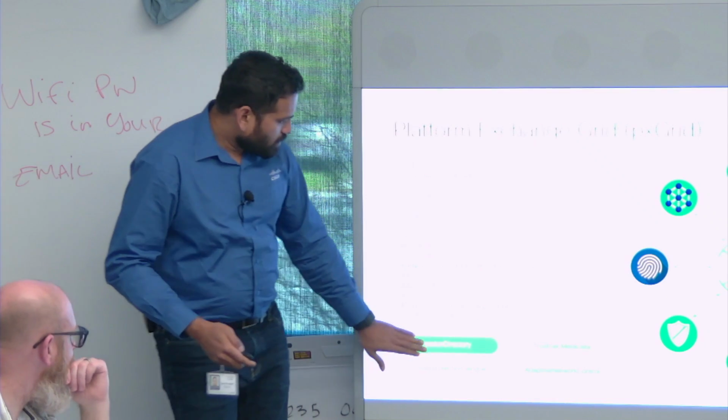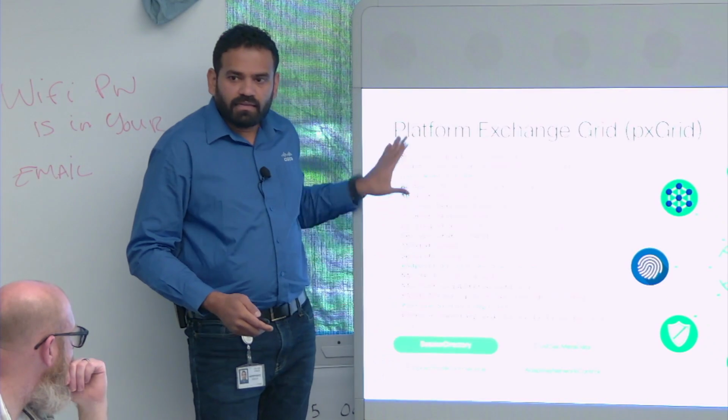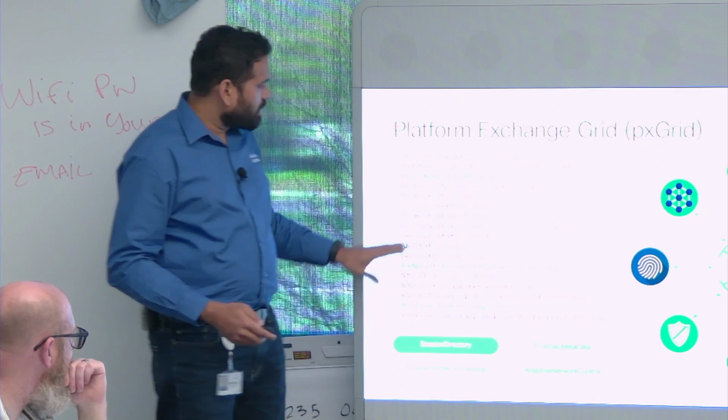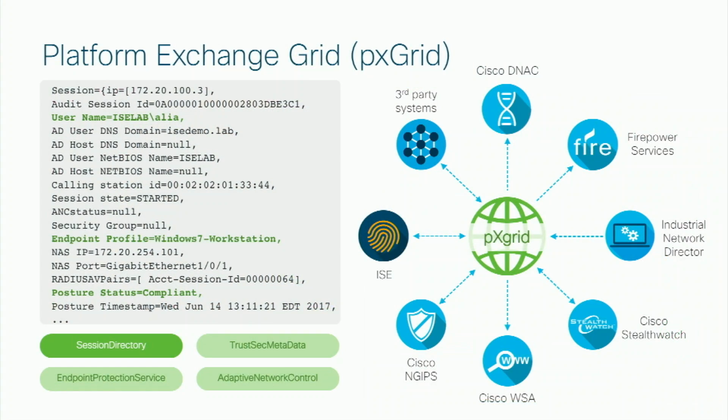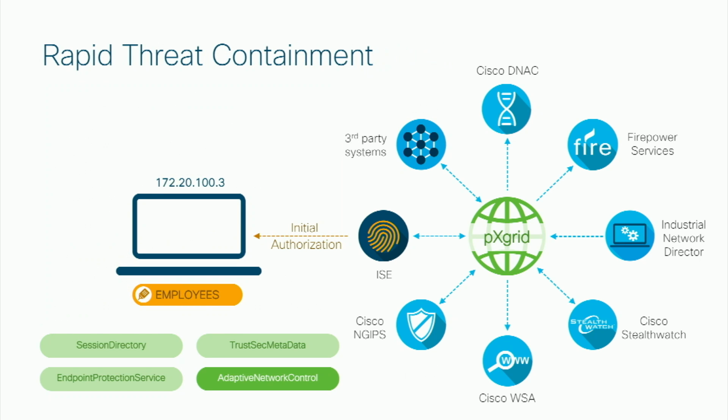So talking about some of the topics, session directory, here is an example of how the format looks. You can see there's a user context, there's a device context, there's a posture status, and all of this information can be shared with the ecosystem partners. All right, and in a similar fashion, let's talk about the adaptive network control topic.